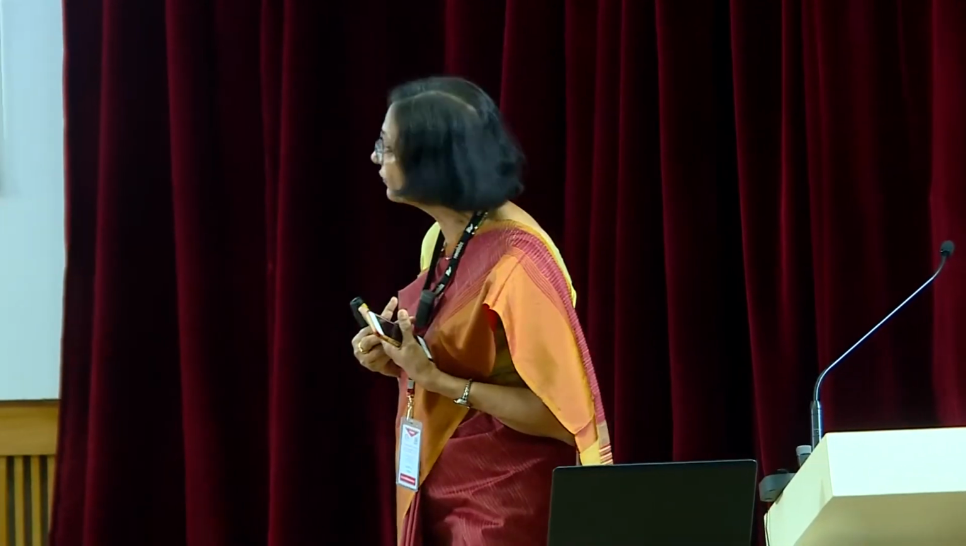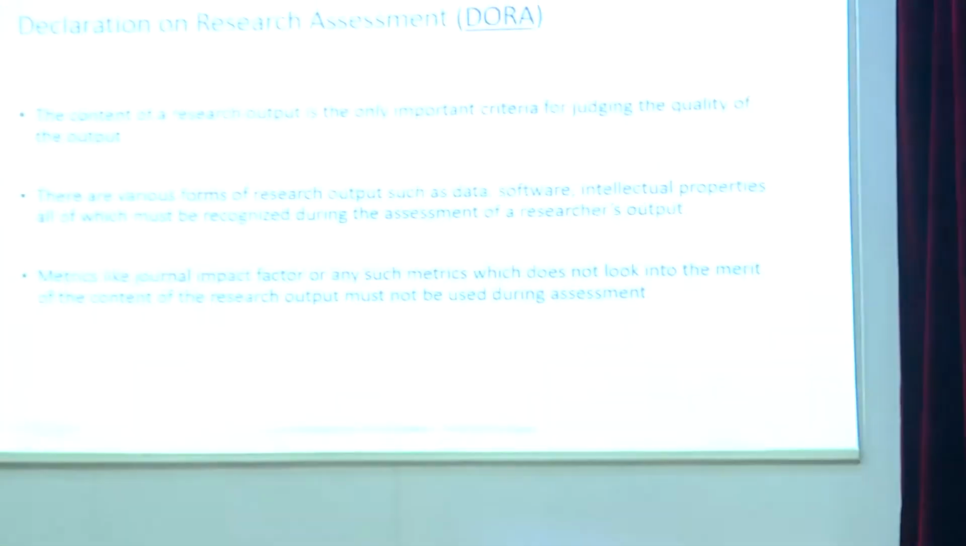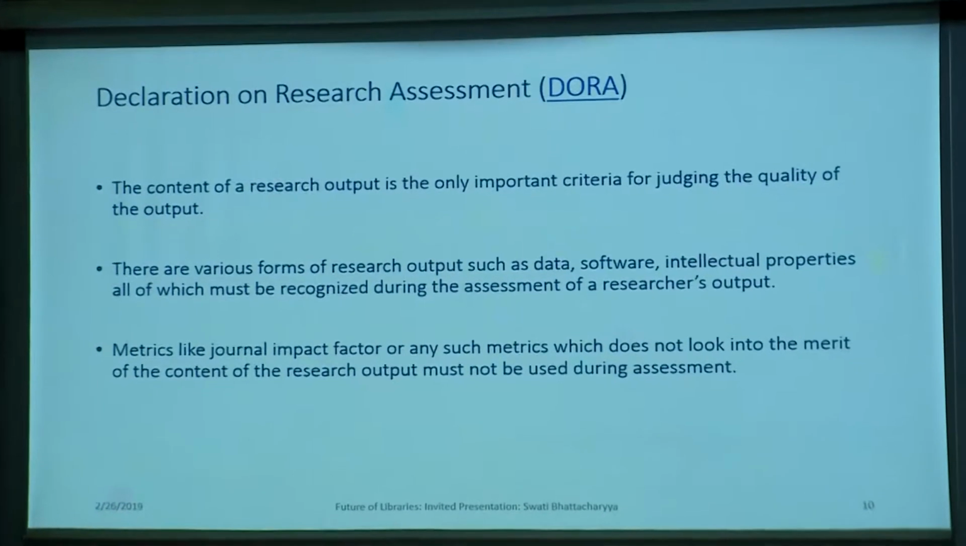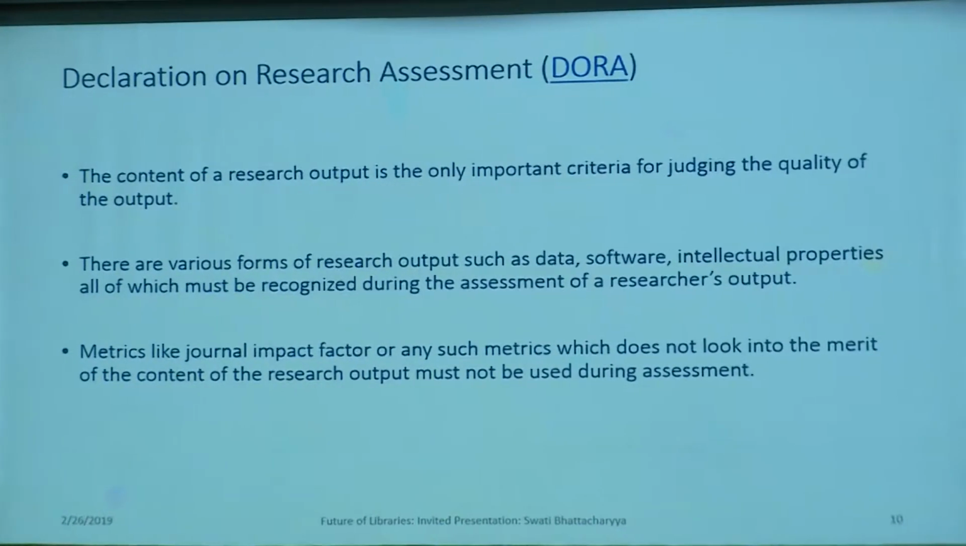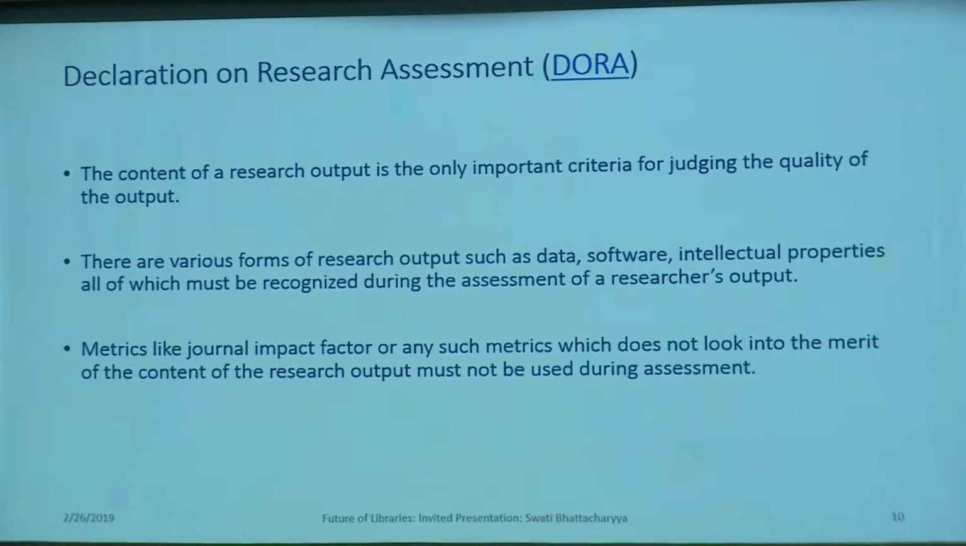In parallel, in 2012, something started called the Declaration on Research Assessment. It is called DORA or S-DORA because it started in San Francisco by some biologists. They made a declaration that the content of a research output is the only important criterion, which means the journal impact factor should not be equated with the quality of an article. They expanded the scope of scholarly communication. They said there are various forms of research output, data, software, intellectual property, all of which must be recognized as scholarly communication output. And metrics like journal impact factor do not look into the merit of the article and should not be considered.